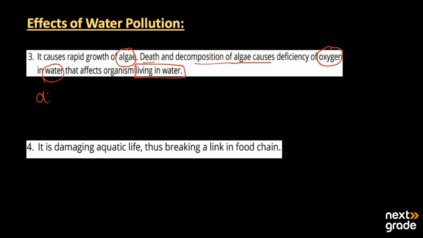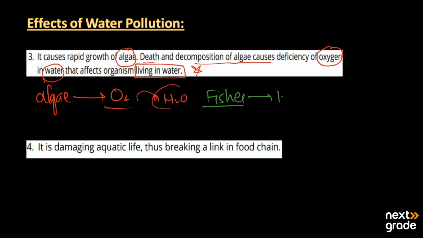It means that when algae are produced, they are removed by simple death. This reduces the percentage of oxygen in the water, and it may affect living organisms like fishes, because they use the water for respiration, and when there is less oxygen, they will find it very hard to respire.